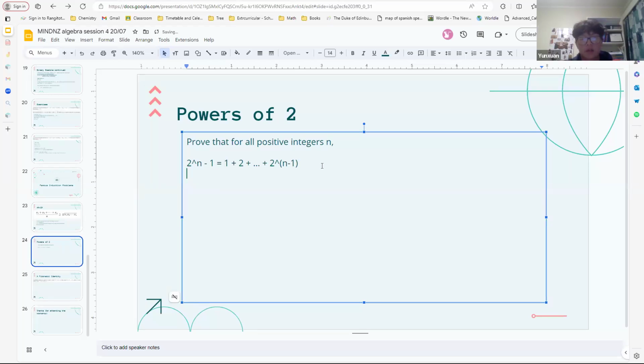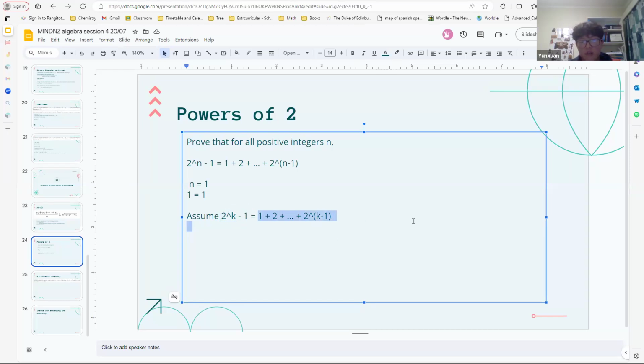Okay, so our base case would obviously be n equals 0. Oh wait, no, n equals 1. Which would just be 1 equals 1, right? And then after that, we assume this is true for some k. And then we want to get this to go to k plus 1. So how do we go from this expression for k to the next expression for k plus 1?